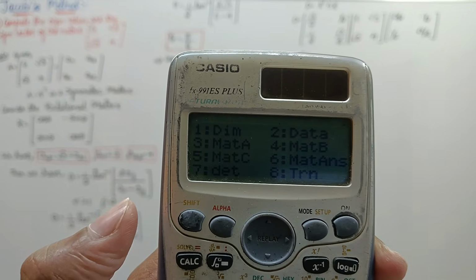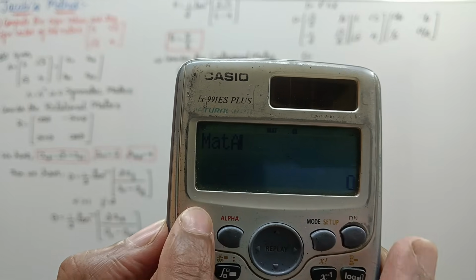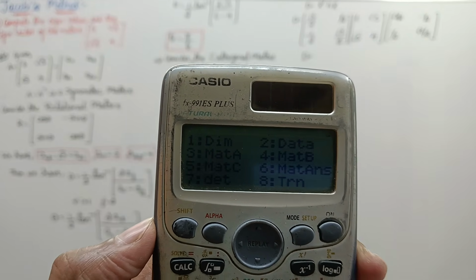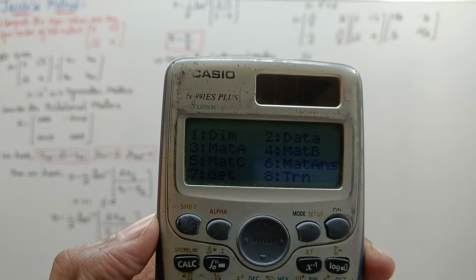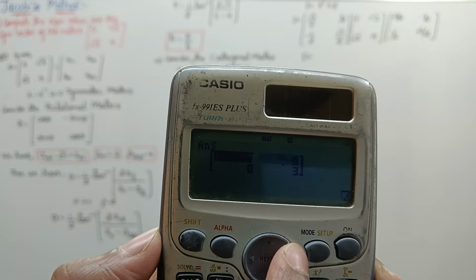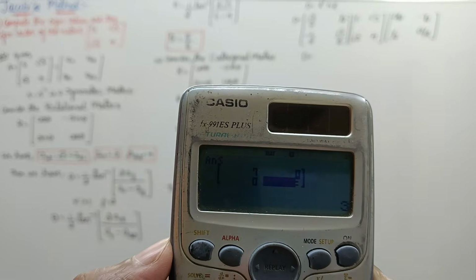Now after pressing AC, press shift 4, mat A is in 3. Mat A is in 3 into mat B. Shift 4, mat B 4. Shift 4, mat C is in 5. Press equals. You get 7 0 0 3. This we call a diagonal matrix.